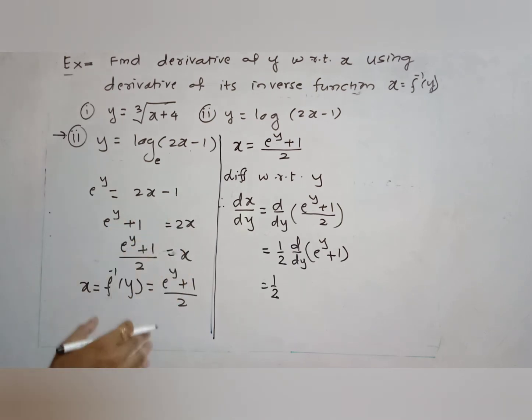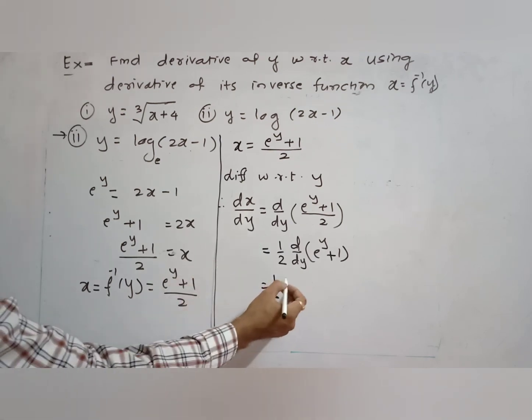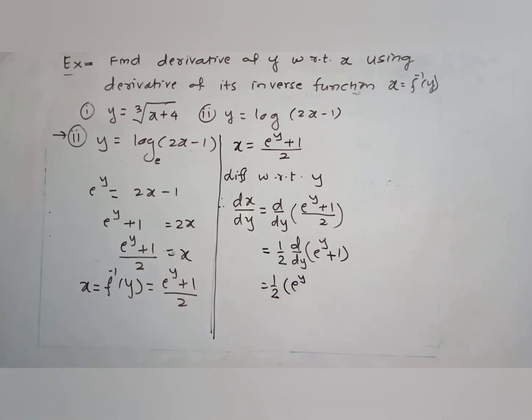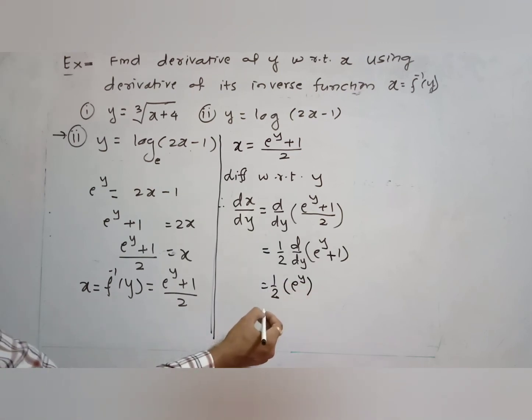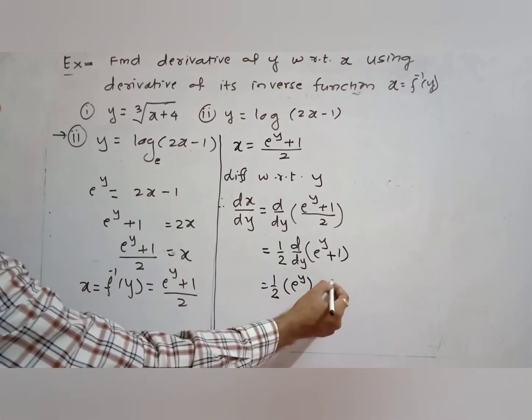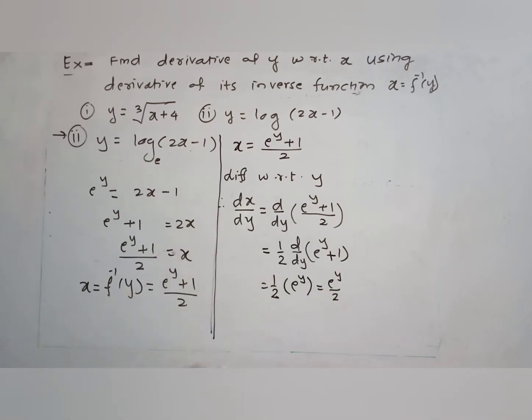How do you write d by dx of e raised to x plus 1? d by dx of e raised to x plus 1 is just e raised to x, as the derivative of 1 is 0. So d by dy of e raised to y will be just e raised to y, plus the derivative of 1 with respect to y, which is 0. A constant's derivative is 0. So just that much. So it is e raised to y upon 2. And finally, dx by dy is written.